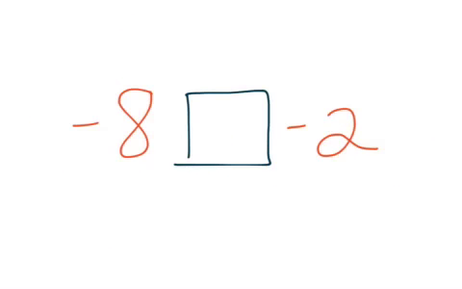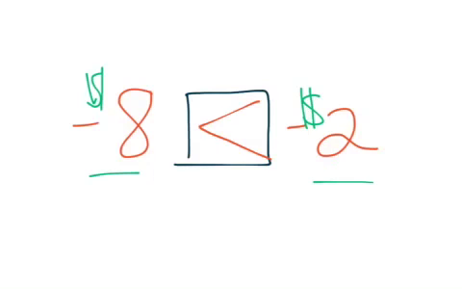Comparing integers can get tricky once you have negative numbers, but try to think of money. Would I rather be in debt by $8 or in debt by $2? So would I rather owe you 8 or owe you 2? Go ahead and try this one out, pause the video, and see if you can get the right sign in there. You should have added the less than sign. -8 is less than -2.